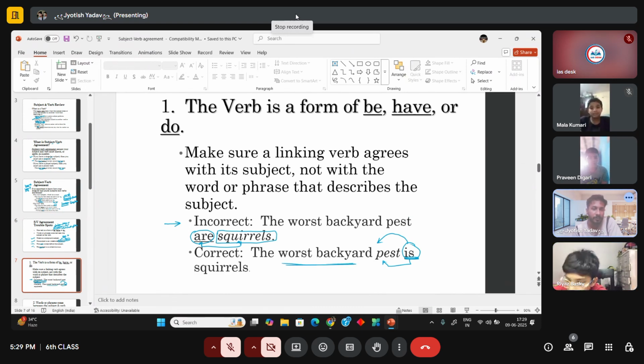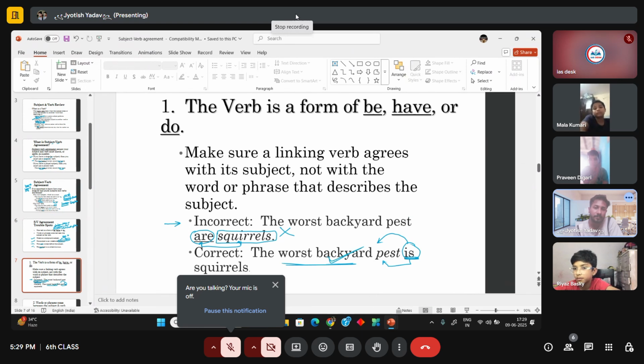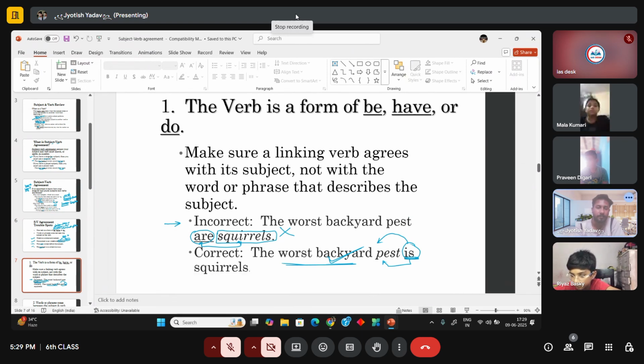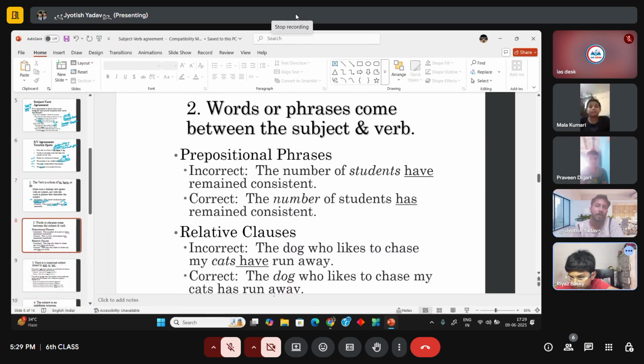Are you getting my point? Yes, sir. It means that for the verb forms, we have to first look at the subject, not the object. Exactly. So this is wrong where this is right. Okay. Are you getting my point? Yes, sir. Okay. Now, a word or phrase comes between subject and verb.